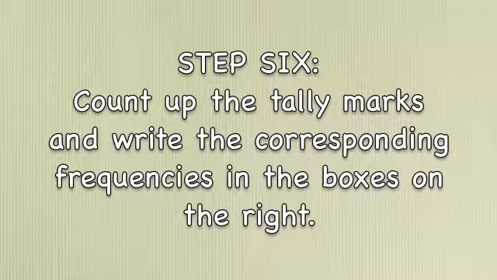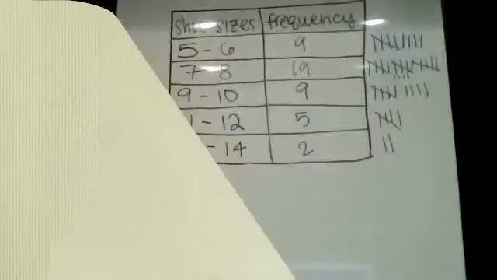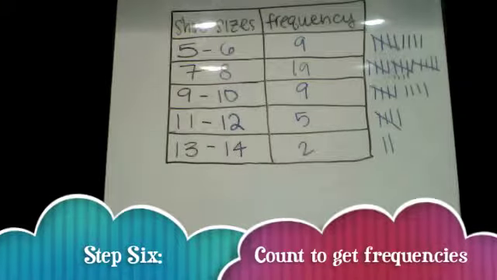Step 6. Count up the tally marks and write the corresponding frequencies in the boxes to the right. In my example, I counted up my tally marks and found that my frequencies, going from top to bottom, are 9, 19, 9, 5, and 2. Now that I have both my class intervals and my frequencies, I can say that this frequency distribution is now complete.